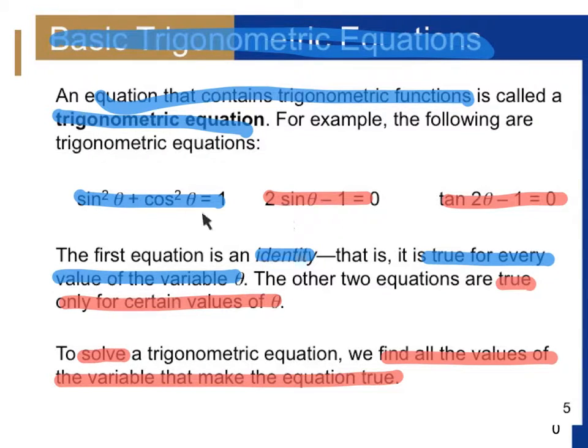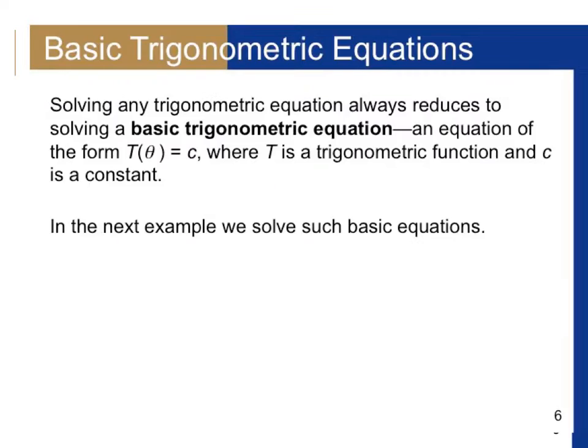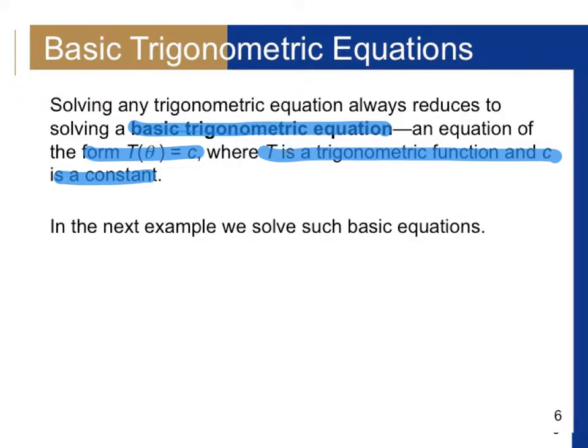See, these are true for every theta, right? Sine squared plus cosine squared is always 1. But for these two, we're going to solve for theta. And we're always going to reduce to solving a basic trig equation, which is of this form. In other words, like sine of theta equals c, or cosine of theta equals c, or tangent of theta equals c. So t is a trig function and c is a constant. So we'll get it into simplest form, and then we'll figure out what the theta should be.